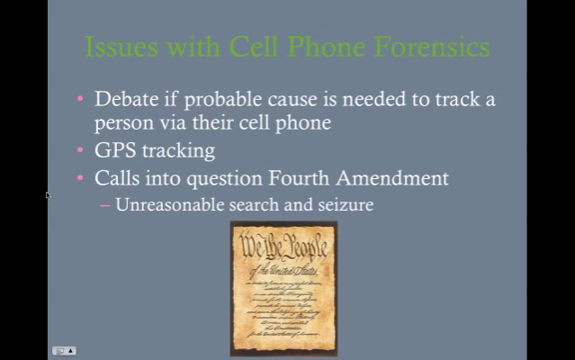There are many issues with cell phone forensics. In courts around the country, a debate is occurring regarding the information and use of cell phone tracking. While some courts are saying that probable cause is needed, others are not, causing problems in the court system and in law enforcement departments. This raises a social, constitutional, and technical issue.